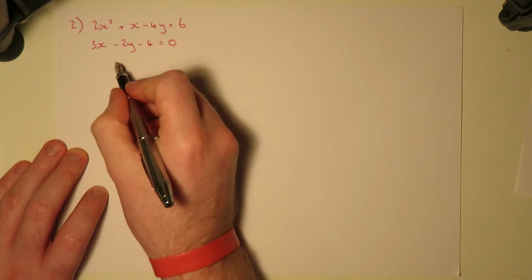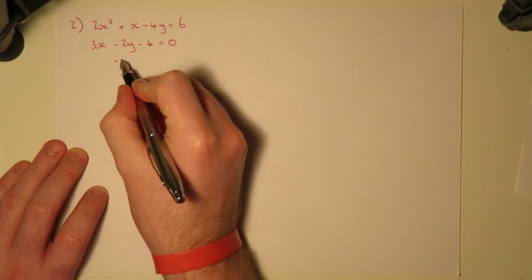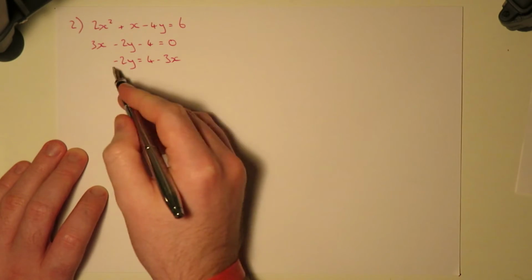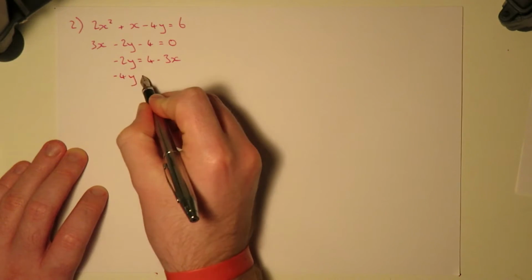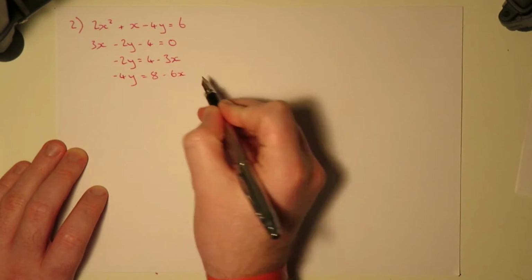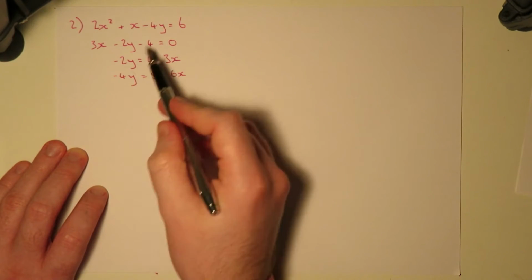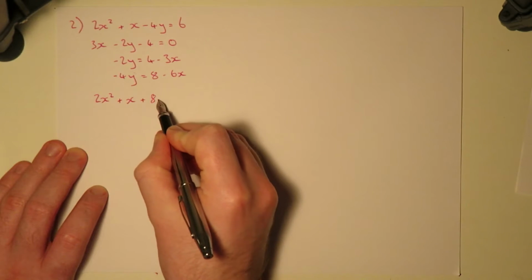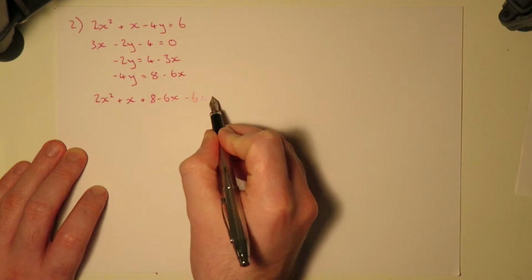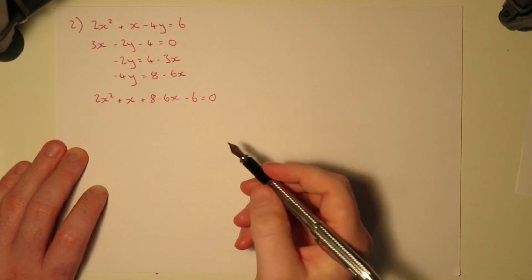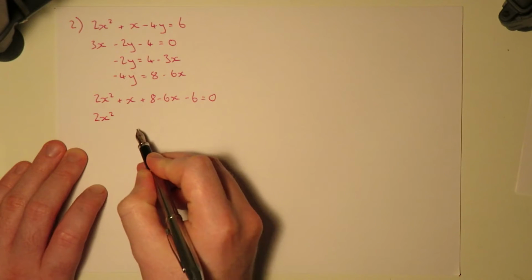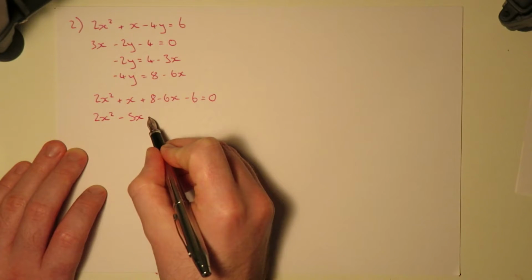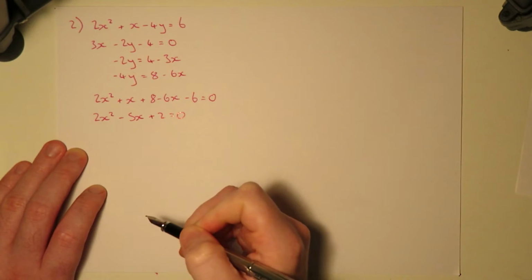Okay, so the second question that I gave you was this one. What I'm going to do here is rearrange this and say that minus 2y is equal to 4 minus 3x. Now if I times all this by 2, I get minus 4y equals 8 minus 6x. So I can now substitute this in here, and I've already subtracted the 6 off both sides. So if we collect the like terms, 2x squared minus 5x plus 2 equals 0.